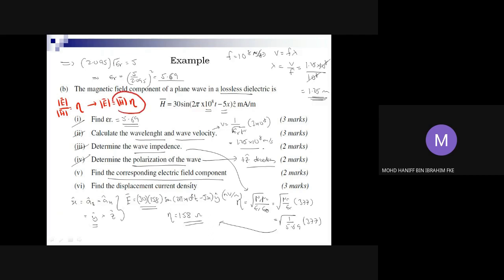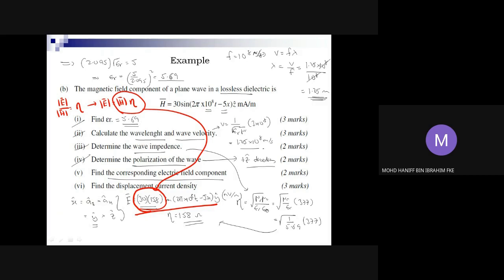And from this relationship, we can have 30, which is the amplitude of the H field, and the impedance value, which is 158. So that should be the amplitude of the E field, and that's how we obtain this value. Okay, so the rest are the same: sine omega t is the same, beta should be the same, and the difference will be only in the polarization direction of the E field. So for number 5, the E field wave equation should be this one.